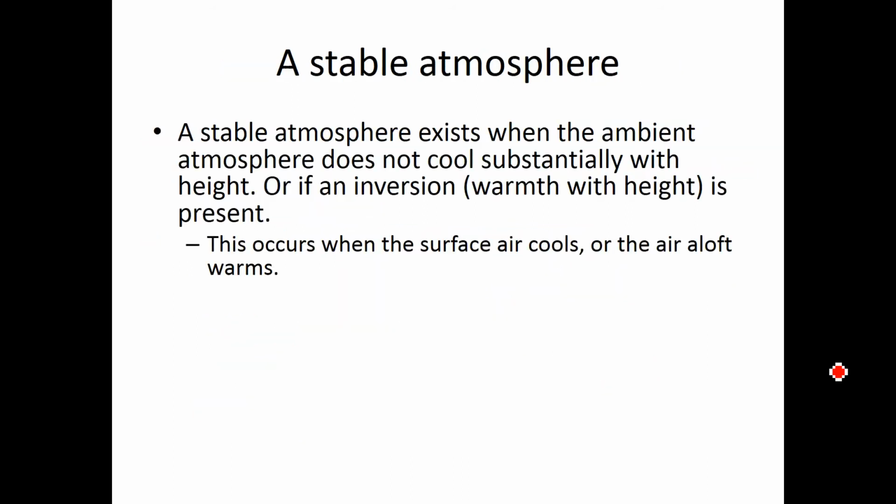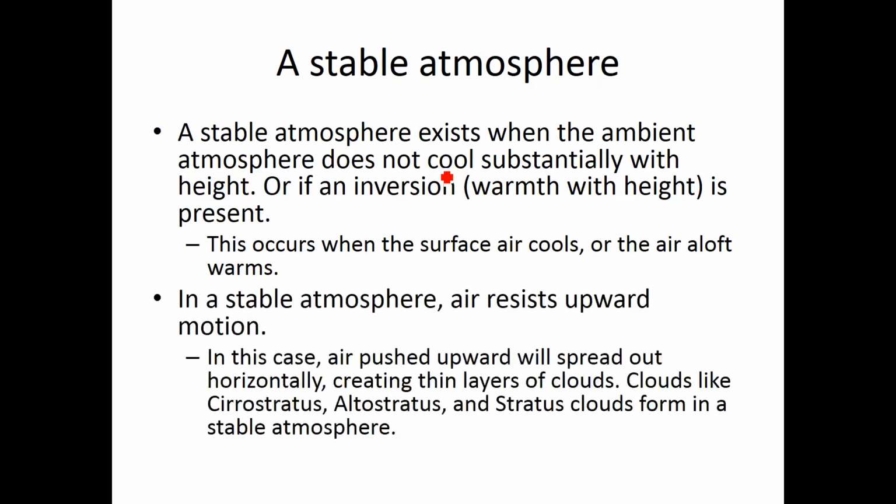Wherever the parcel is cooler, the atmosphere is stable. In a stable atmosphere, the ambient atmosphere is warm. As a result, the parcel is cooler. This occurs either where an inversion is present. In this case, the parcel still cools with height, but the atmosphere is actually warming with height. So inversions are a good example of a stable atmosphere. Or in any location where the atmosphere doesn't really cool much with height. In this case, the atmosphere stays warm while the parcel is cooling.